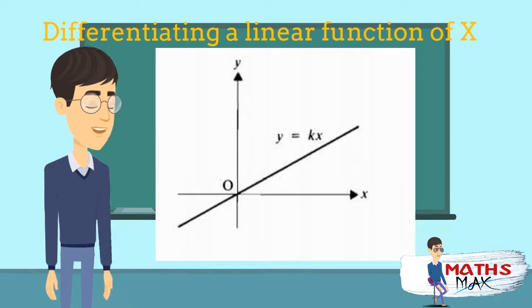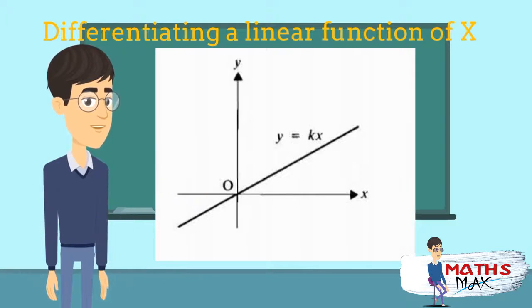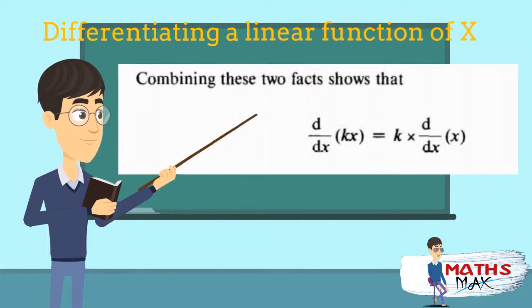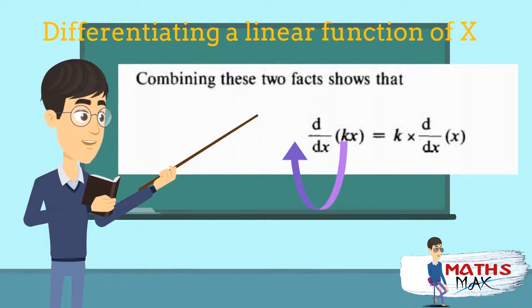Let's see how to differentiate a linear function of x. Let's get a graph of the equation y equals kx, where k is a constant, so we can see it is a straight line with gradient k. So, we are going to differentiate kx. Before that, we should rewrite it like this. To differentiate kx, we should put the constant outside. Now we know how to differentiate x. This conclusion applies, in fact, to a constant multiple of any function of x. Let's see some examples.